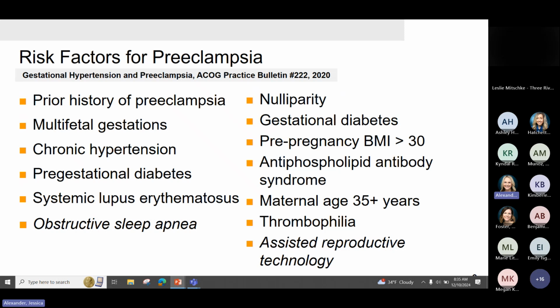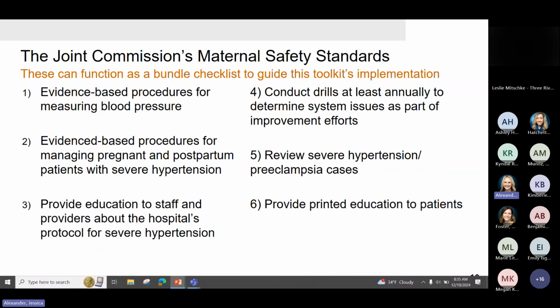Risk factors for preeclampsia have been very well described over the years. Obviously, a prior history, multiples, chronic hypertension, pre-gestational diabetes, lupus, obstructive sleep apnea, nulliparity, gestational diabetes, BMIs greater than 30, antiphospholipid syndrome, maternal age, thrombophilia, and even assisted reproductive technology.